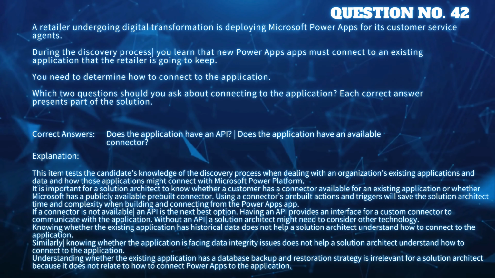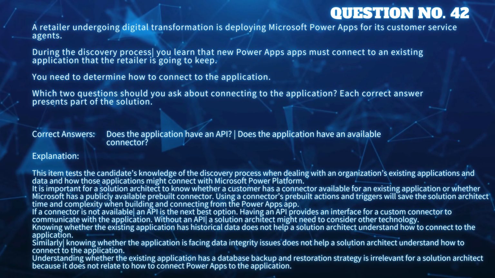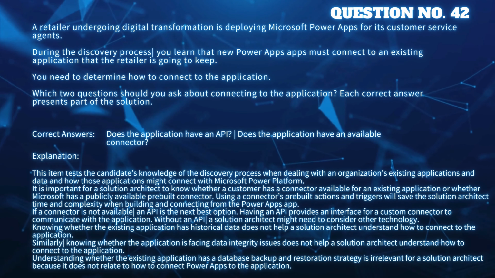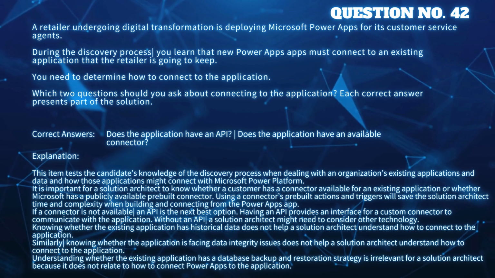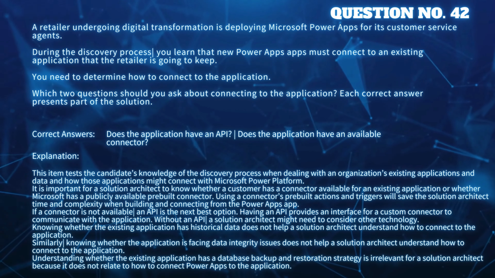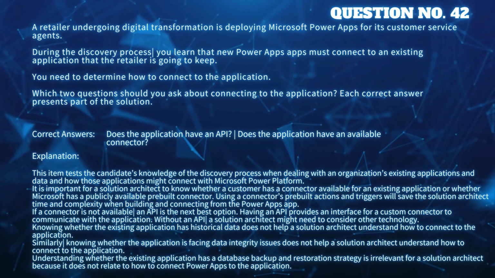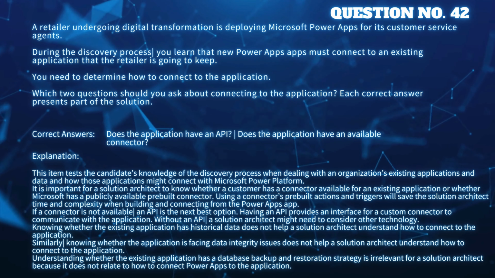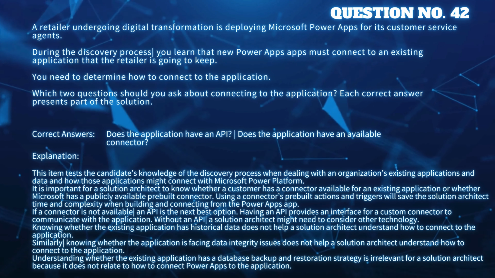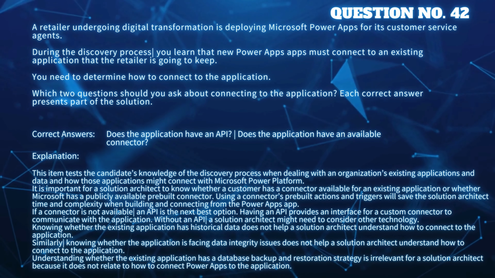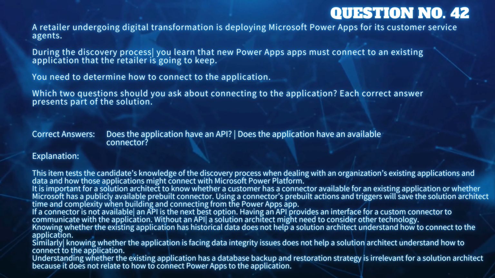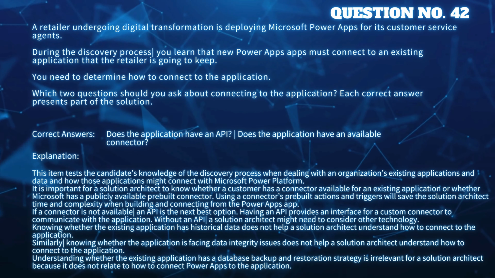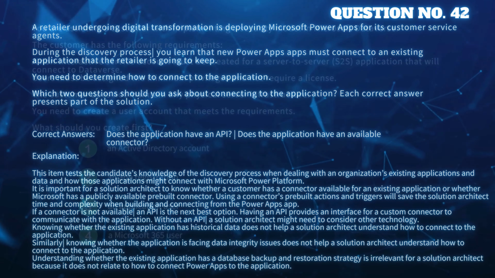Having an API provides an interface for a custom connector to communicate with the application. Without an API, a solution architect might need to consider other technology. Knowing whether the existing application has historical data does not help a solution architect understand how to connect to the application. Similarly, knowing whether the application is facing data integrity issues does not help. Understanding whether the existing application has a database backup and restoration strategy is irrelevant for a solution architect because it does not relate to how to connect Power Apps to the application.